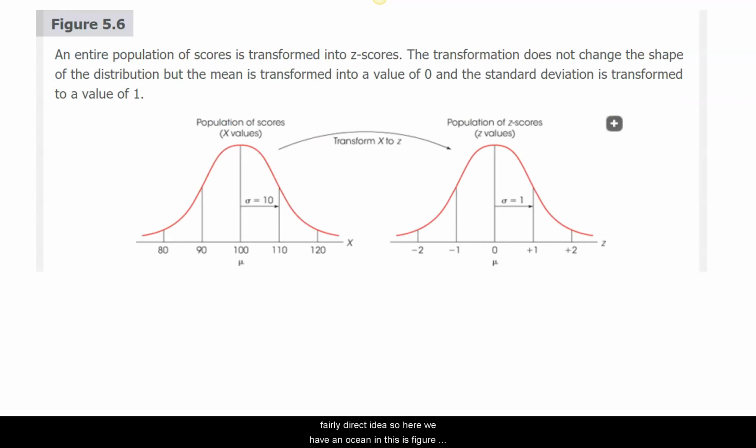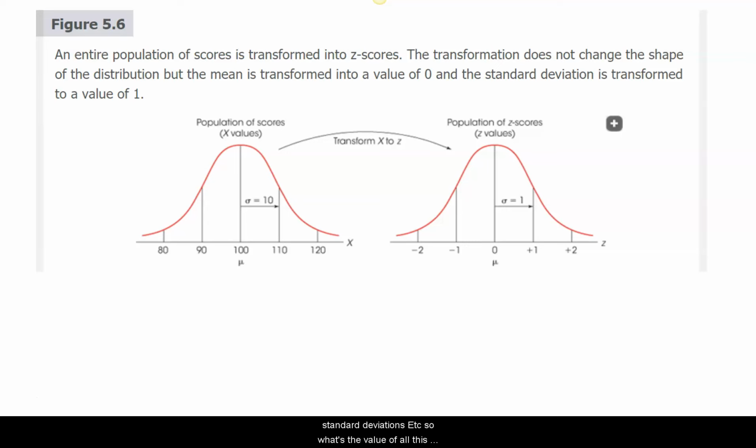So here we have a notion, and this is figure 5.6 that they've been referring to. And of course, you can always reference your text. An entire population of scores is transformed into z-scores. The transformation doesn't change the shape of the distribution, but the mean is transformed into a value of 0, and the standard deviation is transformed to a value of 1. And then of course a value could be 1 or 2 standard deviations, etc.